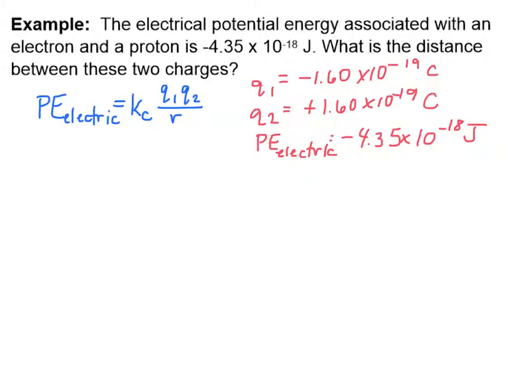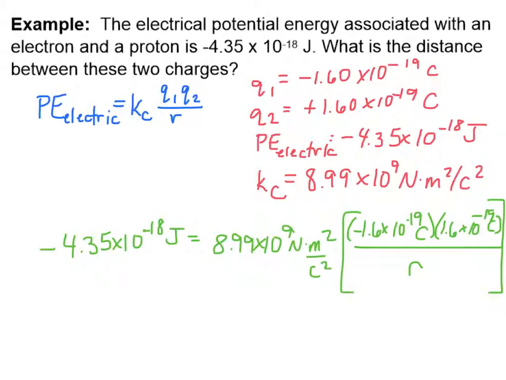This is a very simple problem because I can simply plug these values in and the electric potential energy value in. And I also know my Coulomb constant, so I can plug these values into my equation and solve for r. I can now multiply both sides by r, and then divide both sides by negative 4.35 times 10 to the negative 18th. And when I plug all those numbers in and do the math, I get r equal to 5.29 times 10 to the negative 11th meters.